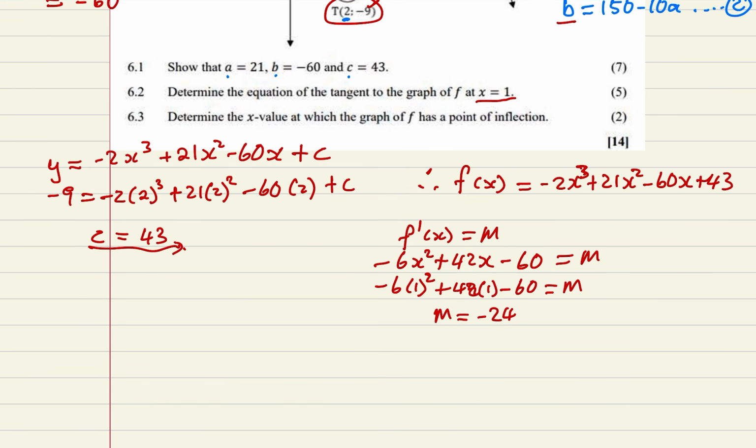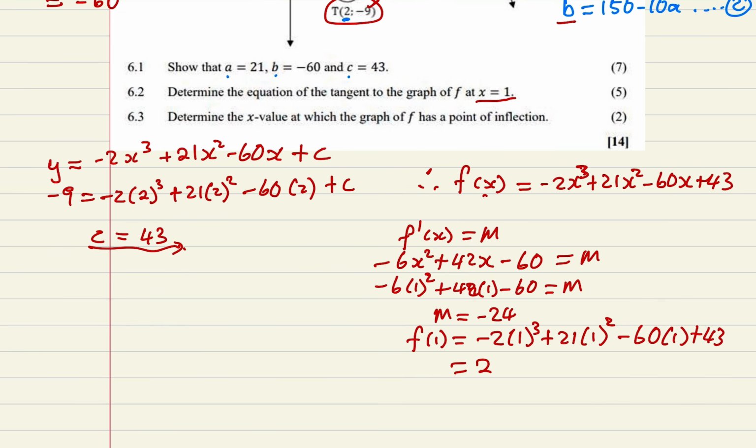After finding the gradient, let us find the point of intersection. We substitute here, so f at 1 equals negative 2 into 1 all cubed plus 21 into 1 all squared minus 60 into 1 plus 43. The answer there will be 2.